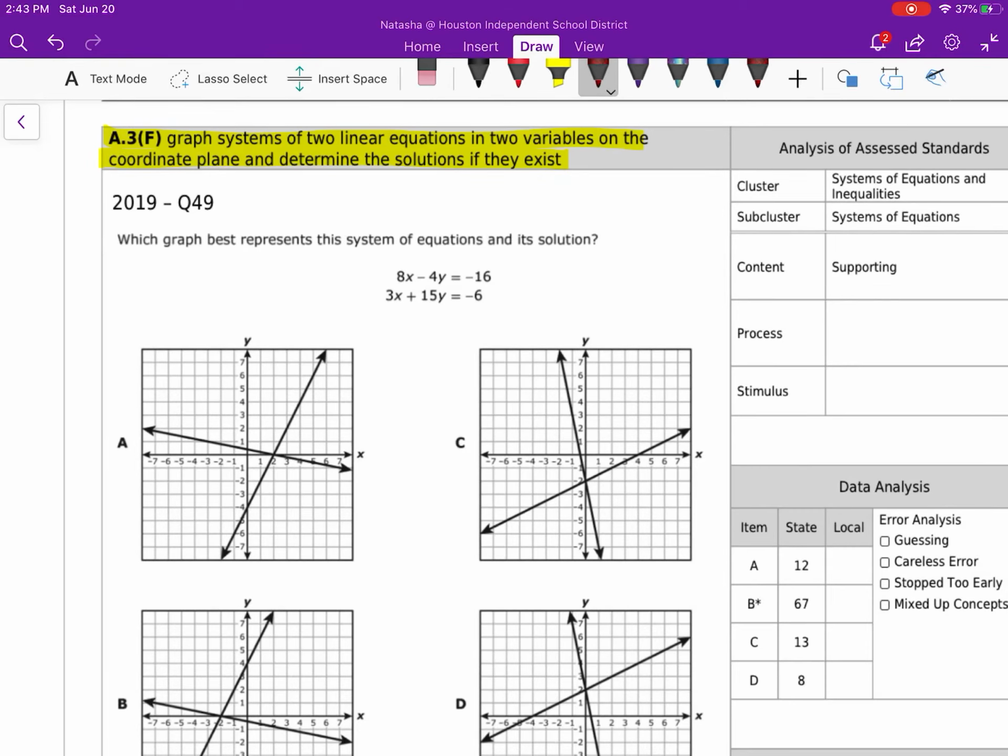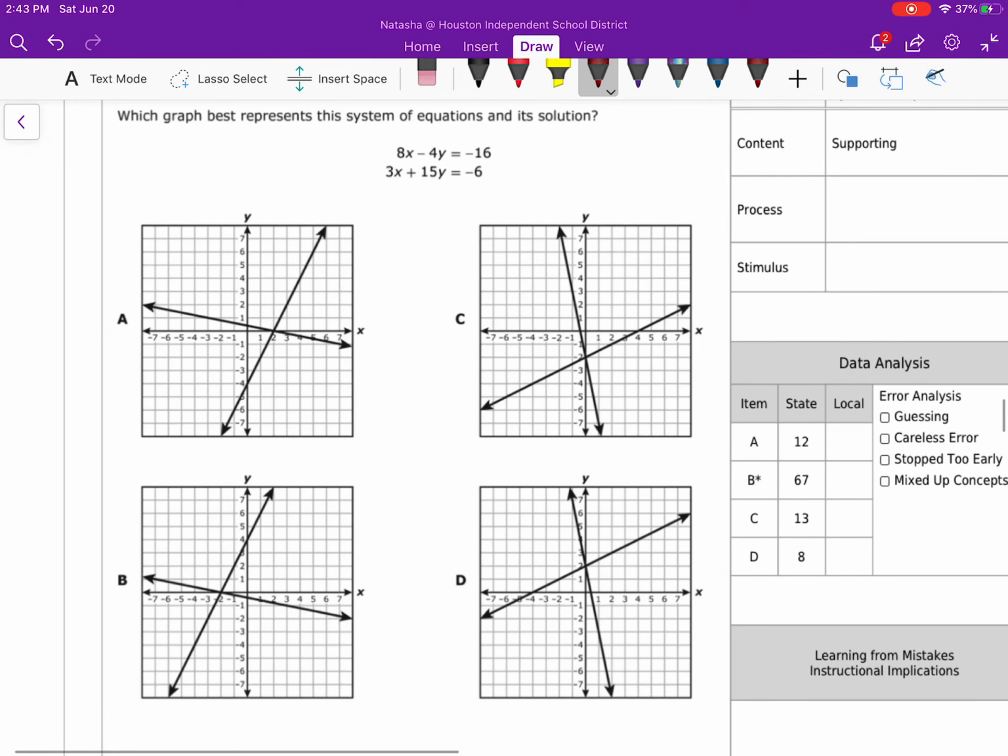So on this one, we're looking at what the solution is to this linear inequality system. We're given two equations, and I need to see where they intersect. There's a number of ways that we can handle this. It's pretty obvious where all of these intersect.